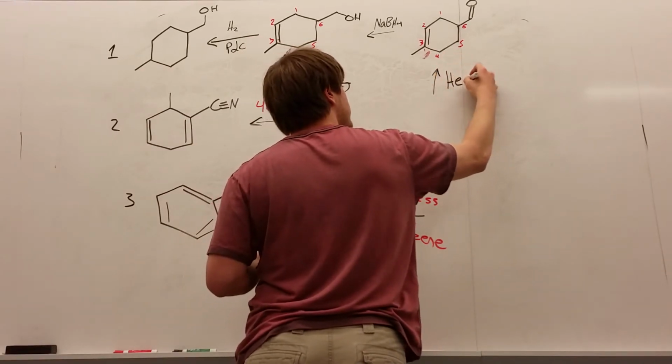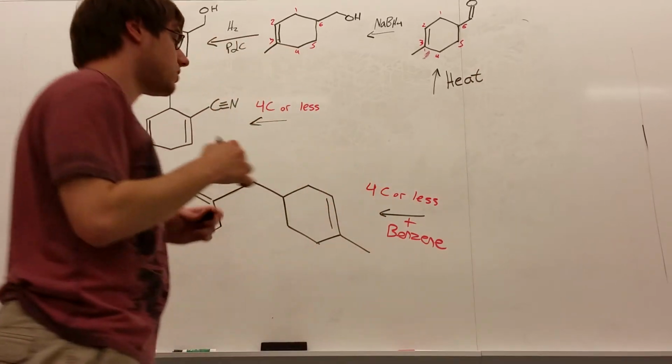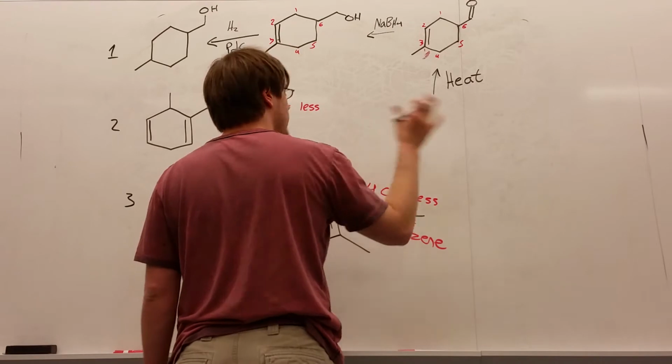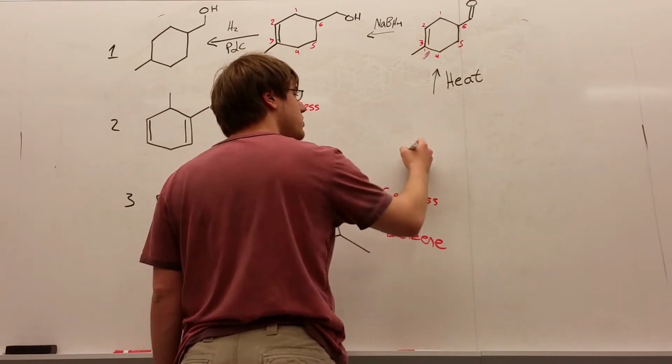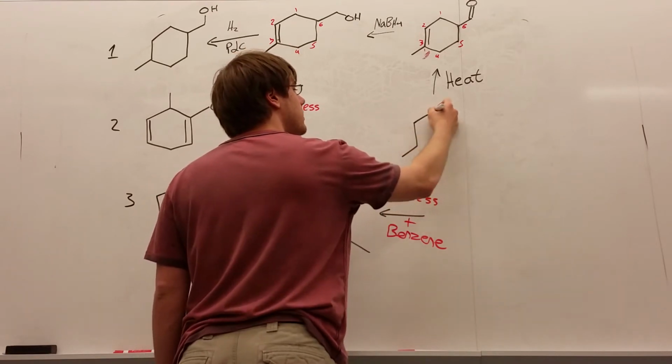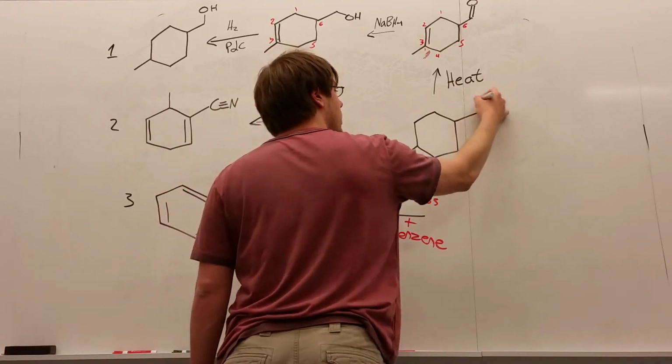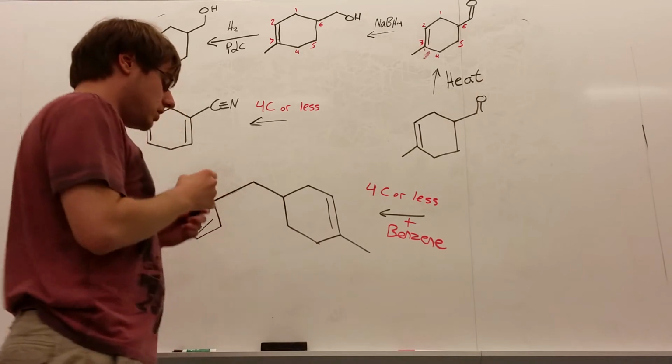And now I have to figure out the 2 pieces that came together to make this. When you're undoing a Diels-Alder product, what you can do is just start by redrawing the exact same thing you started with. So the 6-member ring, the double bond O, and the carbon-carbon double bond.